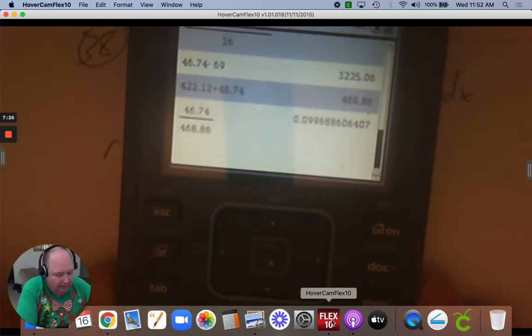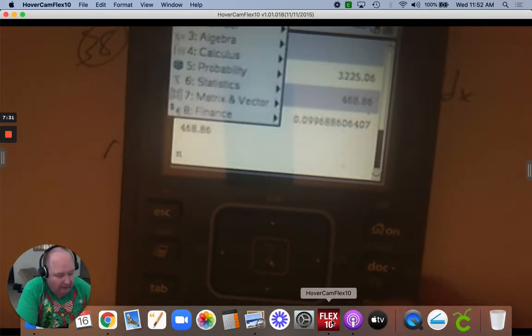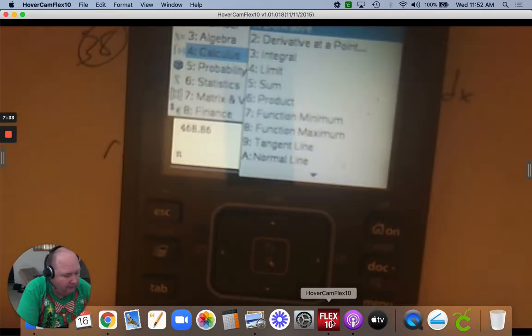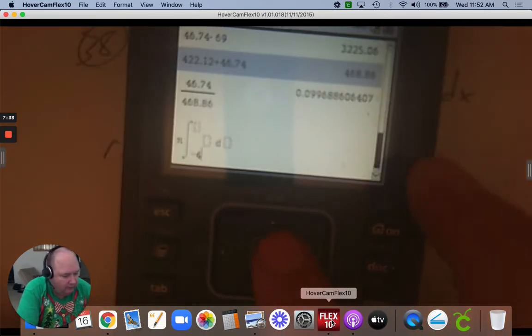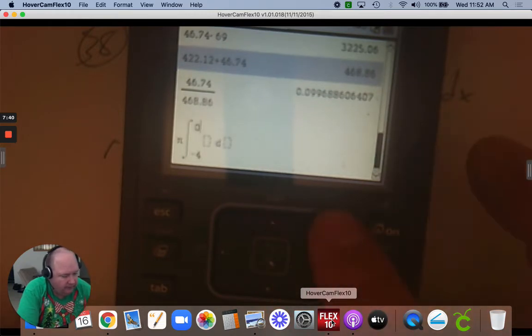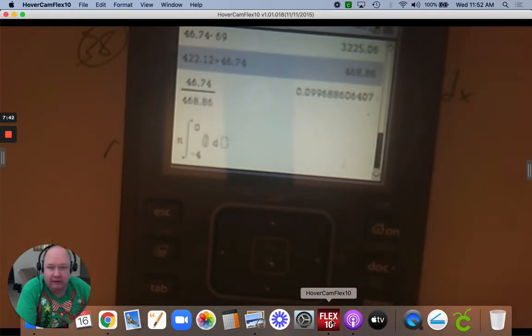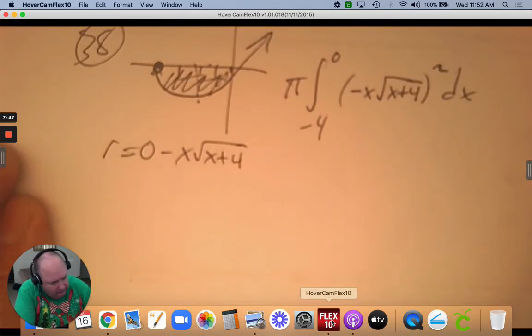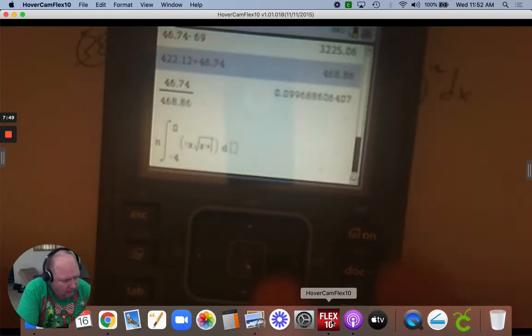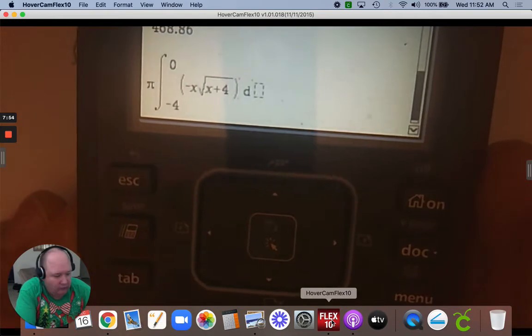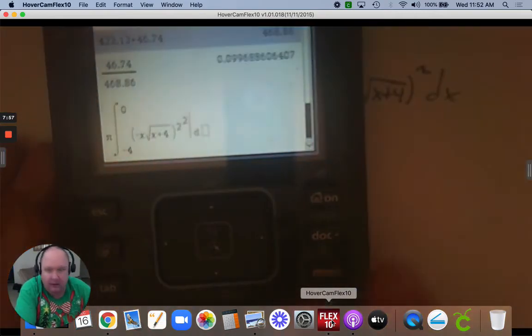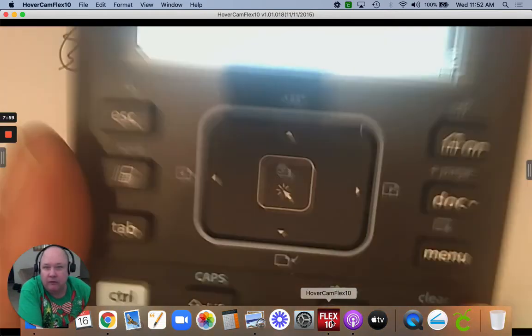So I'm going to go pi. Then I'm going to go menu, calculus, integrate. And I'm integrating from negative 4 to 0. And then I'm going to go parentheses. And then inside the parentheses is negative x times the square root of, make sure I type it right, x plus 4. And then move the cursor. And then square it. Oops, I lost control there. I wrote it twice. Here it is.